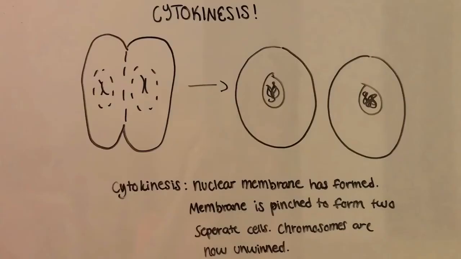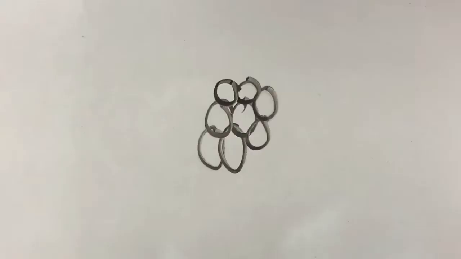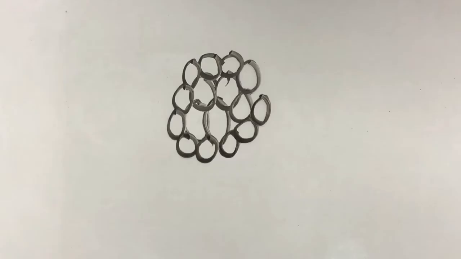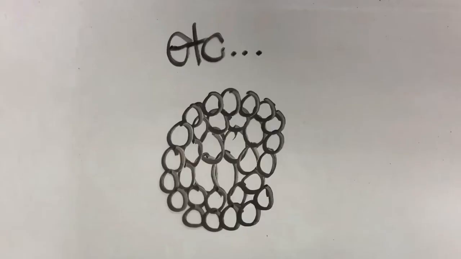Finally, after mitosis is complete, it is time for cytokinesis. During cytokinesis, the nuclear membrane has formed. The membrane is pinched to form 2 separate cells. Chromosomes have officially unwound. So now these cells divide and turn into 4 cells, and the 4 divide to create 8, and the 8 into 16, and 16 into 32, and so on.